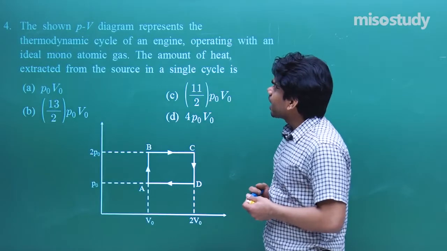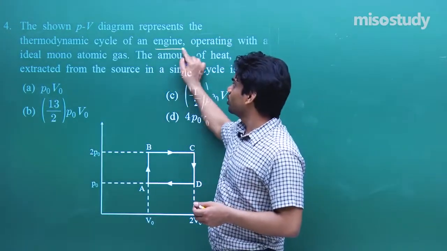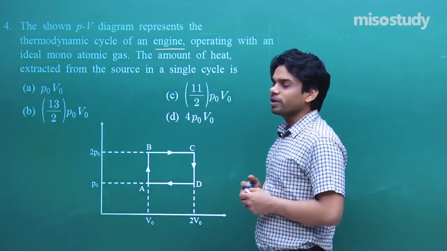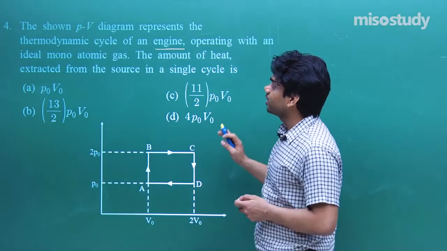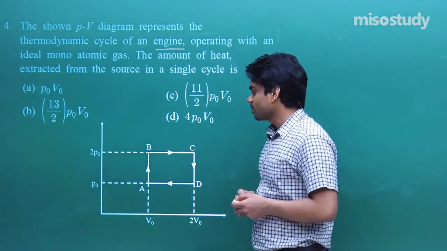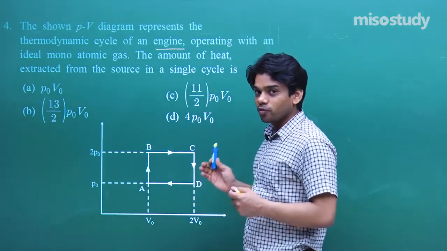The shown PV diagram represents the thermodynamic cycle of an engine. Engine we have also learned, operating with an ideal monatomic gas. This is also an ideal monatomic gas. The amount of heat extracted from the source in a single cycle is. Now the cycle is somewhat here. This is the cycle that is going through. Amount of heat energy extracted.